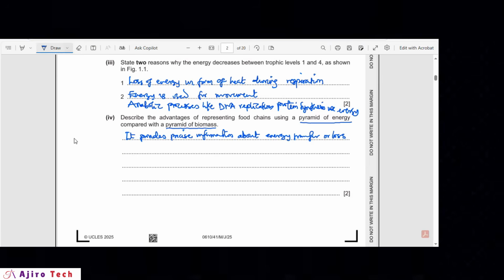Also, because the pyramid of biomass takes into consideration the size of organisms at different trophic levels, it gives us an idea about the rate of reproduction or the growth of the population.